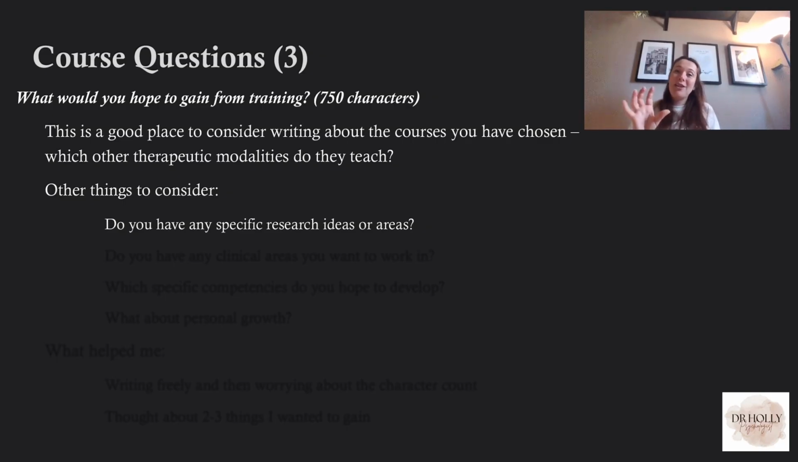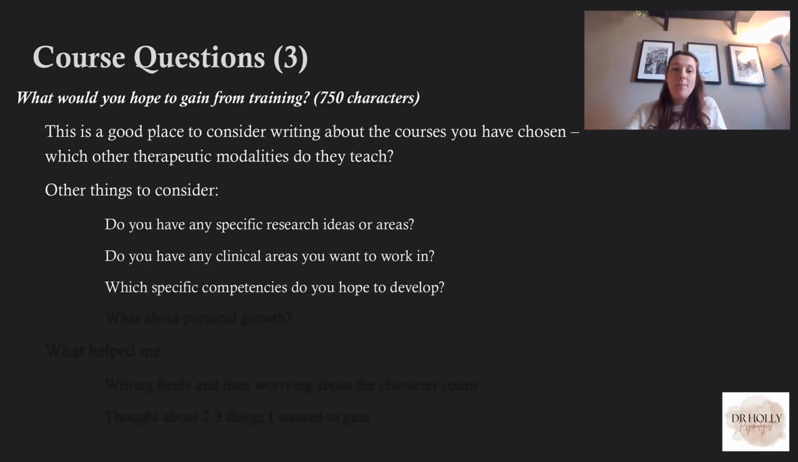Because part of this application is them assessing, do you understand what training is? So if you're going in there going, I would like to publish everything I ever do, and I also want to do a massive randomized controlled trial that's going to change the face of the NHS forever, it's maybe unrealistic expectations to be going in with. Do you have any clinical areas that you really want to work in? Are you really excited to work with kids? Are you really excited to potentially do some health work? And which specific competencies do you really hope to develop? What about personal growth? Is there anything about that you may want to write about?